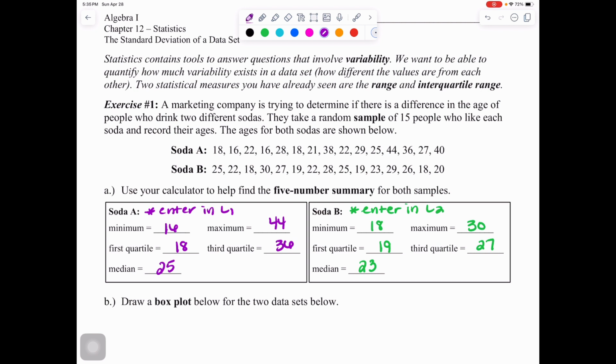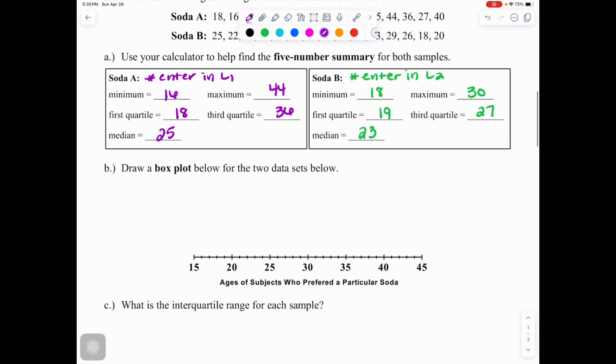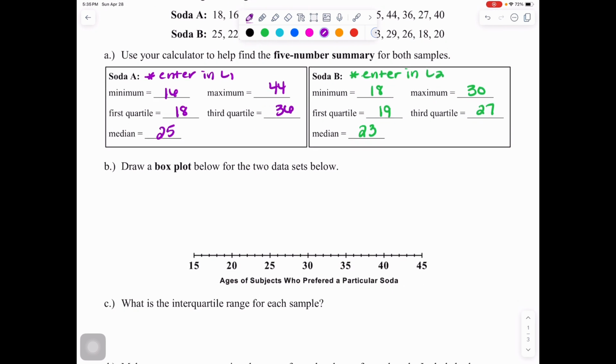So yesterday we drew a dot plot. I want to show you how you can actually plot the key 5-point summary and create a box plot today. So we're going to create both using the same grid, and we're just going to stack them. So I'm going to actually start with soda B, because I want to put that one on the bottom as the second one, and soda A on top.